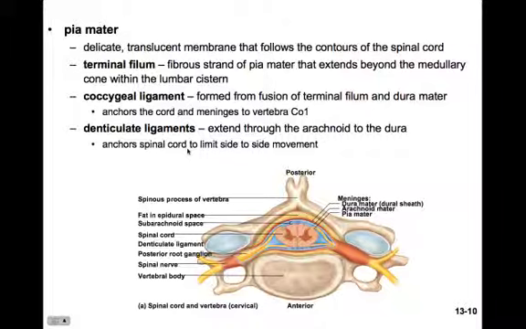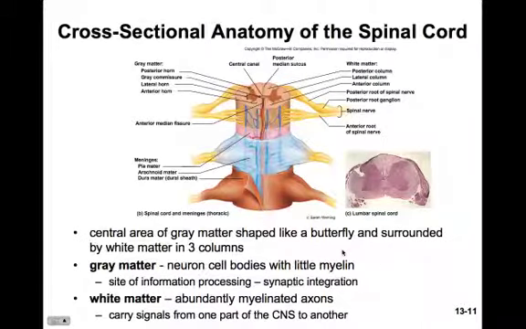When we examine the cross-sectional anatomy of the spinal cord, we'll see a central area of gray matter that's sort of in the shape of a butterfly, and it's surrounded by white matter. The gray matter is where we see the neuron cell bodies. There's very little myelin, and thus they appear gray. This is where most of the information is processed, and a lot of synaptic integration occurs, right here in the central gray matter. The white matter is abundantly myelinated, hence its white color. It carries signals from one part of the central nervous system to the other.